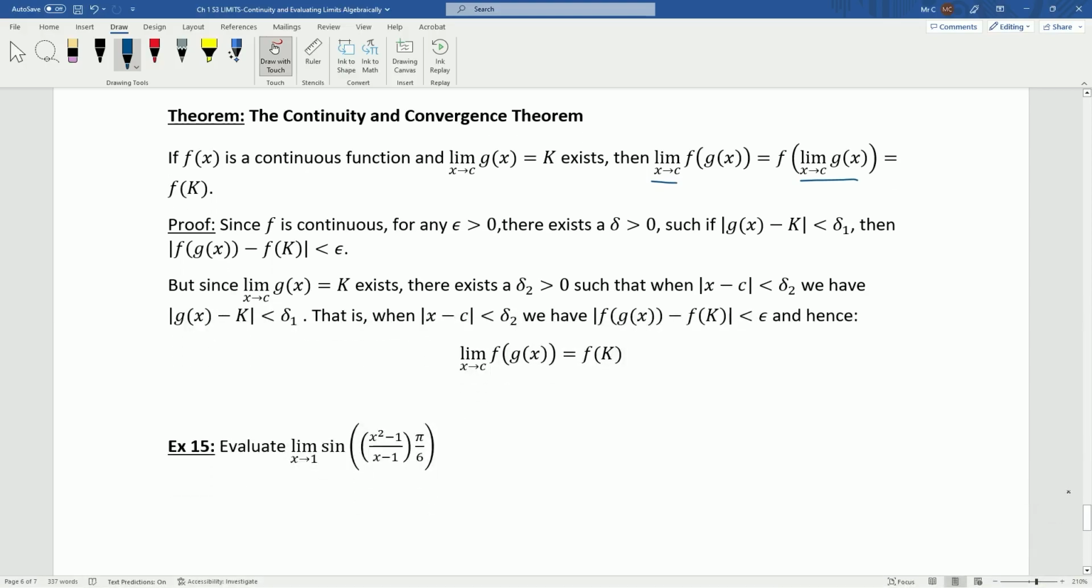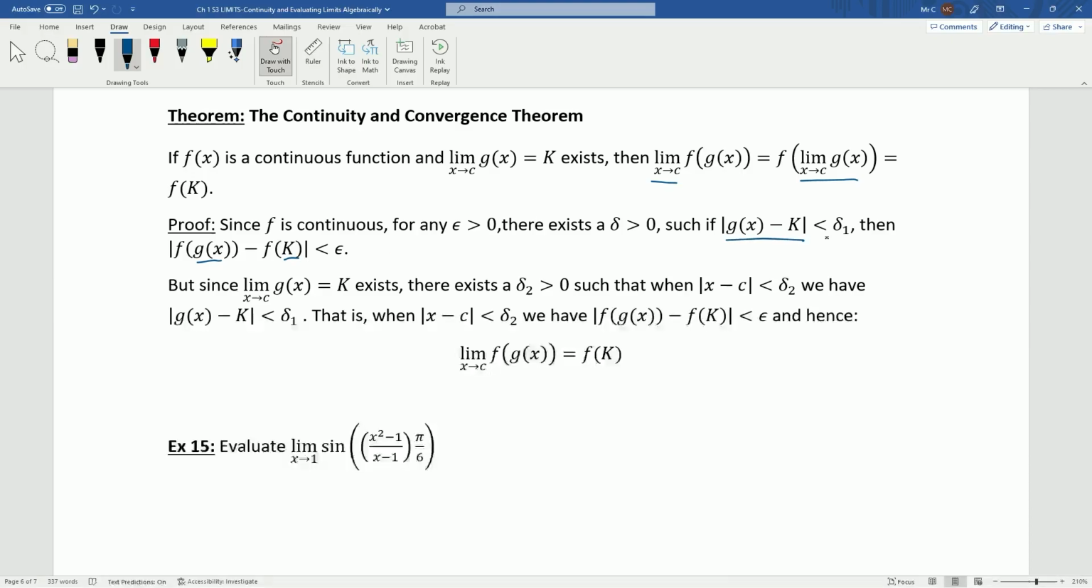But let's just take a look at the proof. The proof is pretty quick. Since f is continuous, for any epsilon greater than 0, there exists a delta greater than 0, such that if the absolute value of g of x minus k is less than delta 1, we'll call it, then the absolute value of f of g of x minus f of k is less than epsilon. So since g of x is the input to our function f, and k is the result of that limit of g of x, we're thinking of these as our inputs to f, and that's why these are what we're bounding by delta 1.